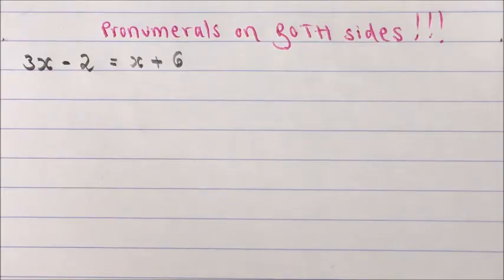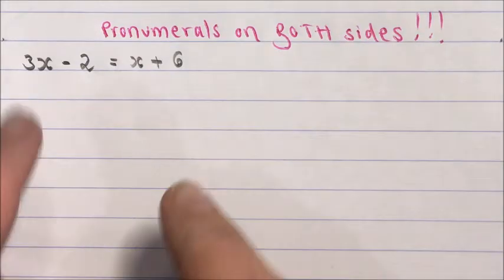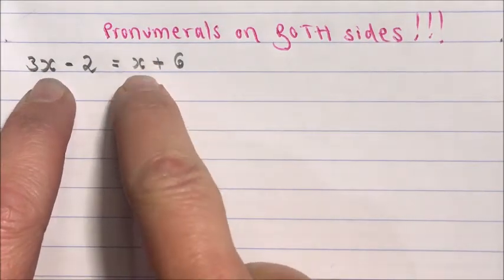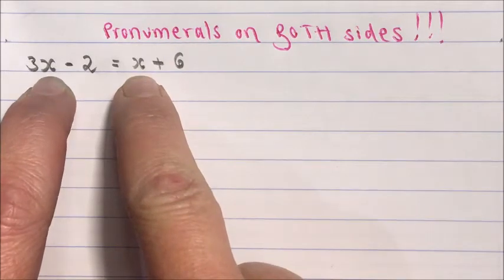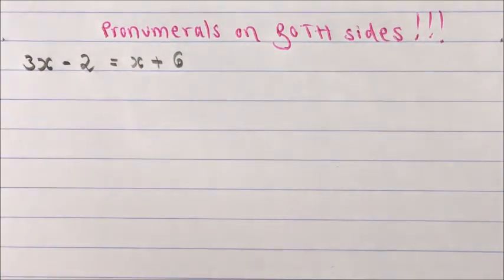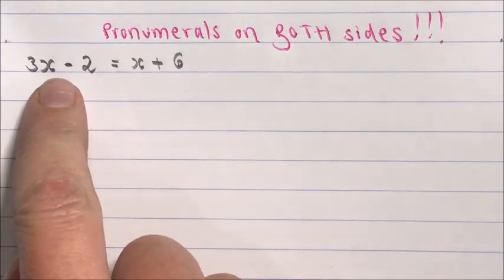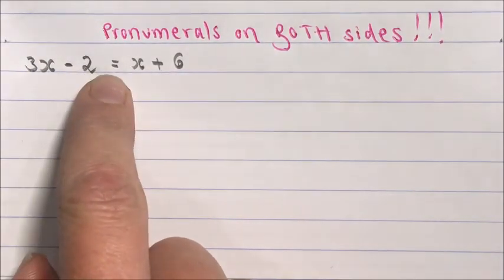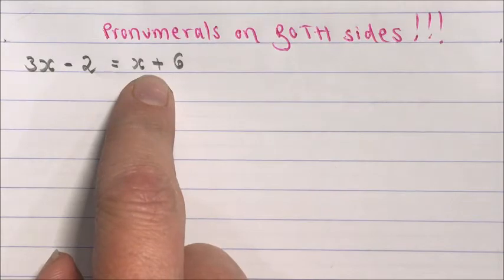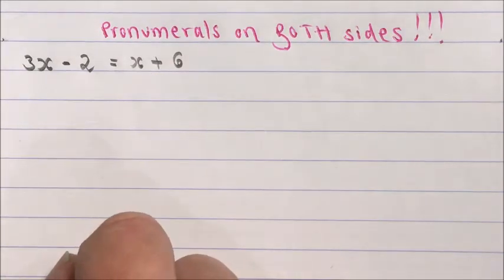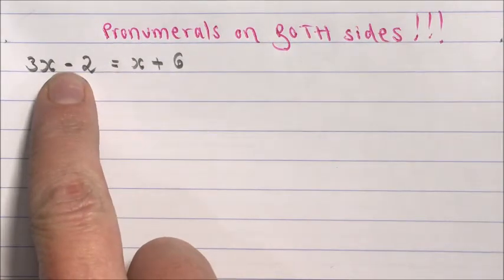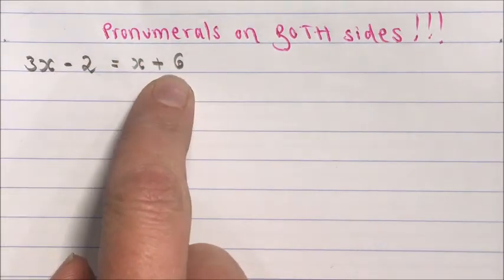Okay, quick demonstration on how to solve linear equations that have pronumerals on the left and the right hand side of the equation. Again, we need to remember that it's all about keeping it in balance, that we need to be ensuring that the left hand side stays equivalent to the right hand side. Don't be in a rush and do things one at a time. The aim is that we end up with pronumerals on the left and numbers on the right.